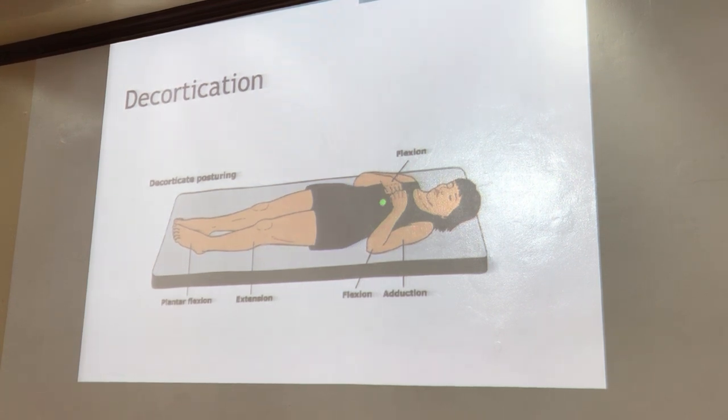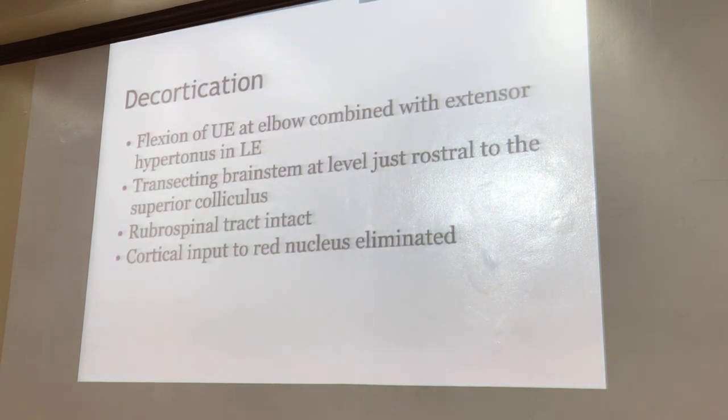There's flexion of the upper extremities muscle, extension of the lower extremity, and there is plantar flexion. So it's like you're thinking like this, then like this. That's decorticate. And in decorticate positioning, the rubrospinal tract is the one for contraction of the muscles of the upper extremity. Okay? In decortication, it's still intact.